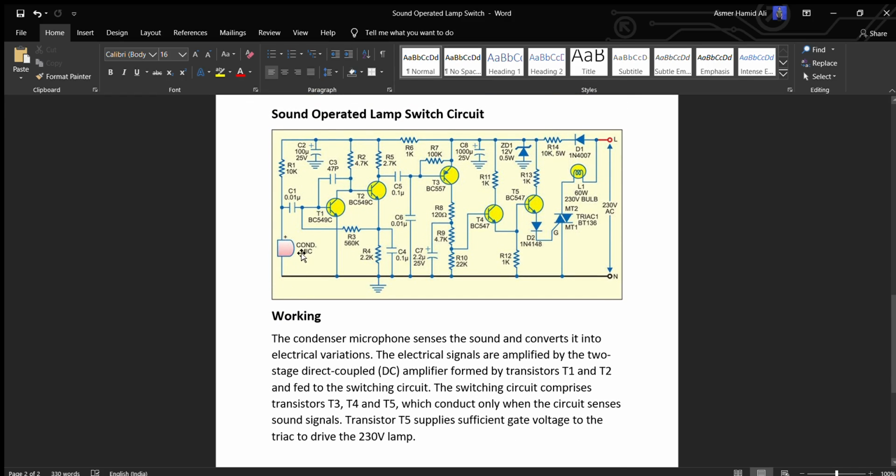The condenser microphone senses the sound and converts it into electrical variations. These electrical signals are amplified by a two-stage, namely transistor T1 and transistor T2, direct coupled amplifier, and fed into the switching circuit. The switching circuit comprises the transistors T3, T4 and T5. The transistor T5 supplies sufficient gate voltage to the triac to drive the 230-volt lamp.